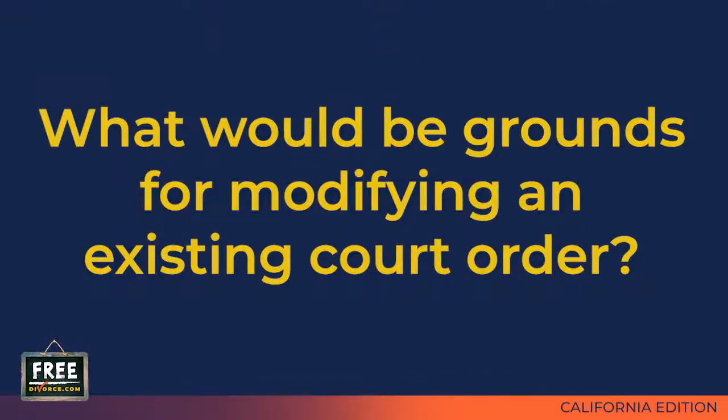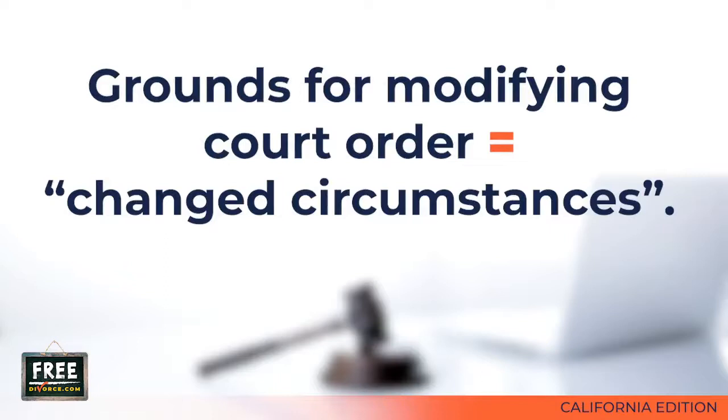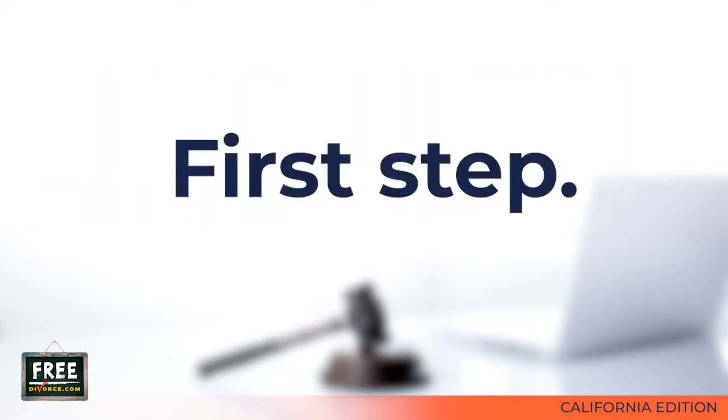What would be grounds for modifying an existing court order? The basis for a motion to modify a court order is going to be that circumstances have changed since the divorce judgment was entered or since the court orders were issued, and those changed circumstances make it appropriate that the court make new orders. If I want to modify an existing court order, what is the first step I should take?